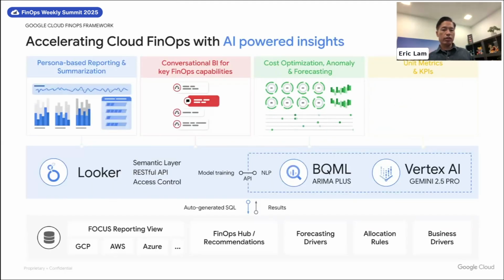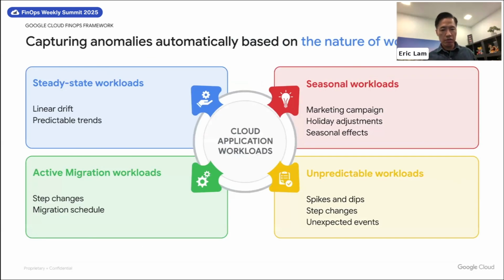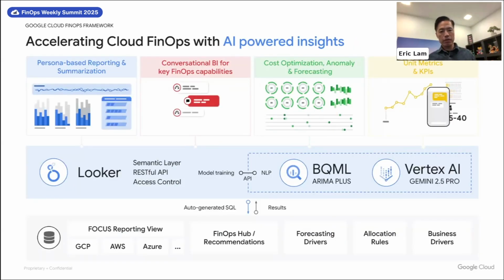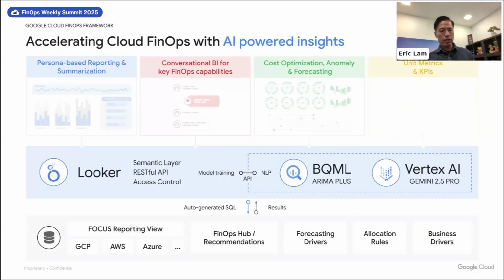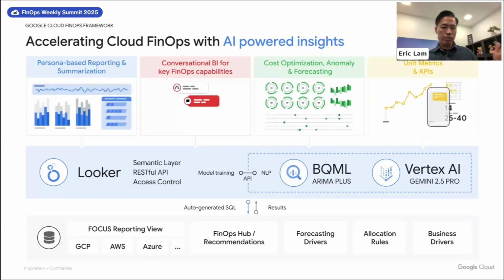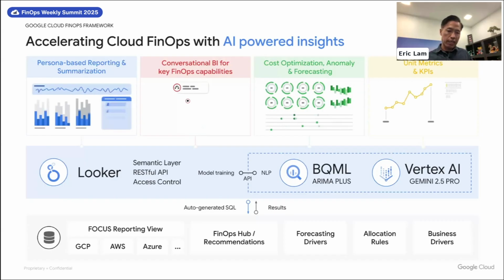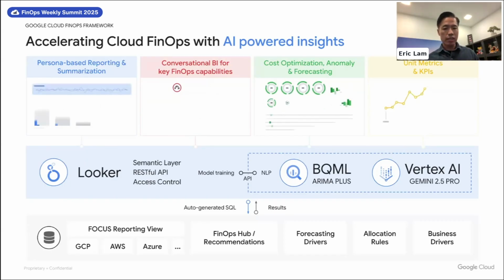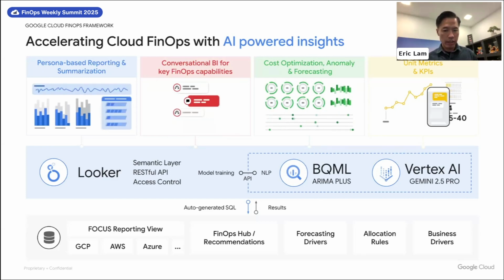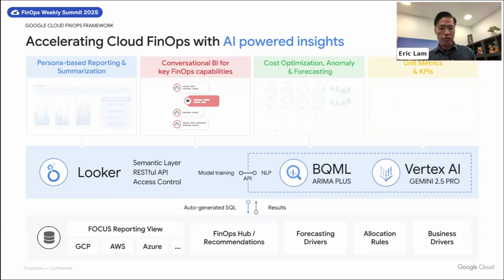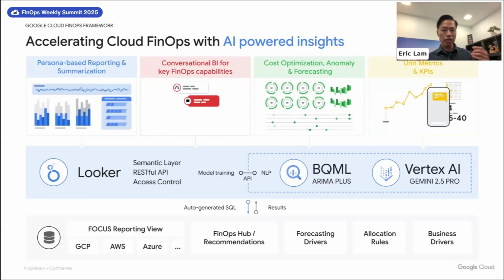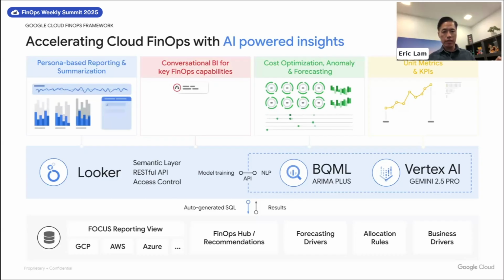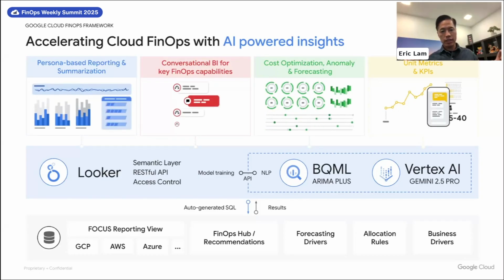Next slide. Yep. And so this is the reference architecture that we, sorry, go back. Yep, that we built. So starting at the bottom, right? That is the multi-cloud, right? GCP, AWS, Azure, your cloud service provider of choice, with FOCUS data. And then you can also integrate with FinOps Hub recommendation data that Srini was talking about. You can also integrate with forecasting drivers, cost allocation rules, and other business drivers as well. So I call this bottom layer the FinOps intelligent data lake.